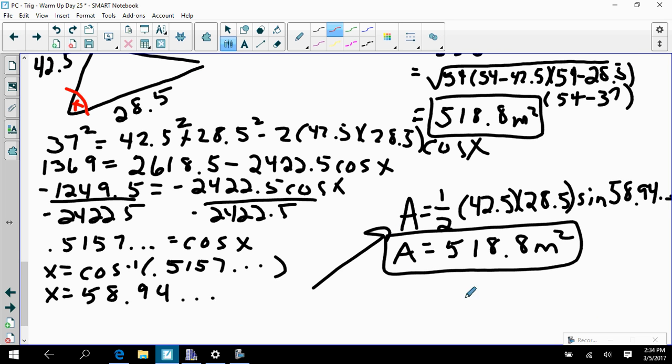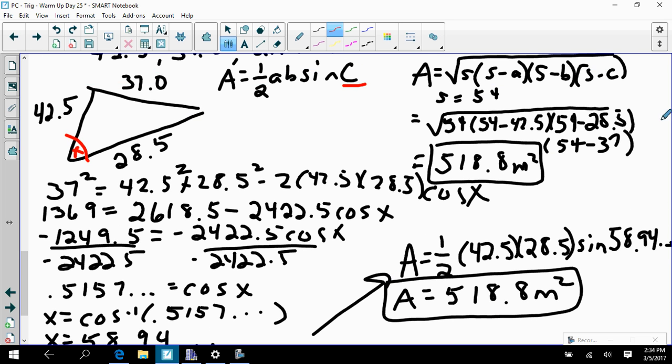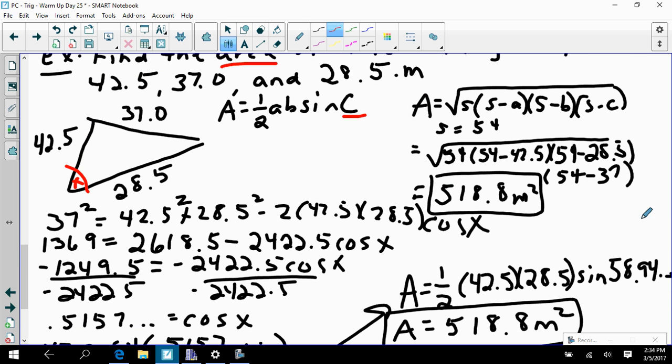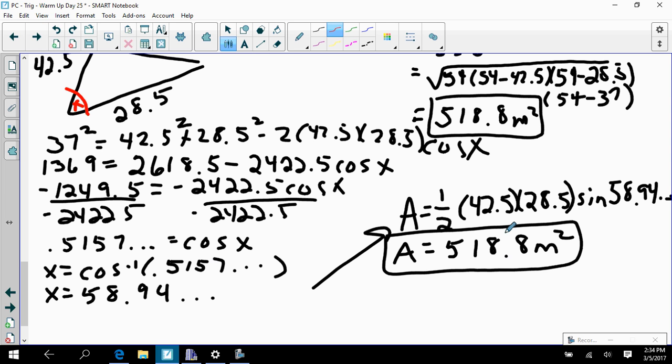Okay, so why did I take you through all that? Obviously, it's way, way simpler to use Heron's formula there. But you all know that you get that point in a test where you might not remember a certain formula, and just know that you have other options. Okay, hopefully that makes sense.